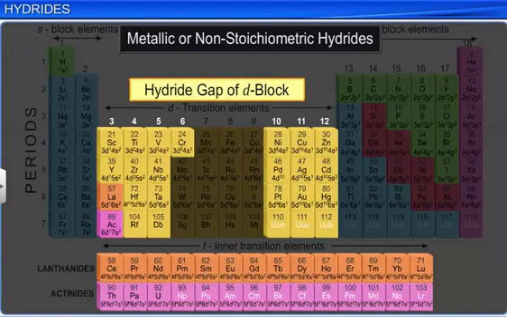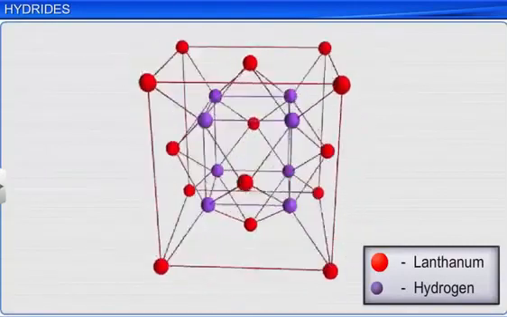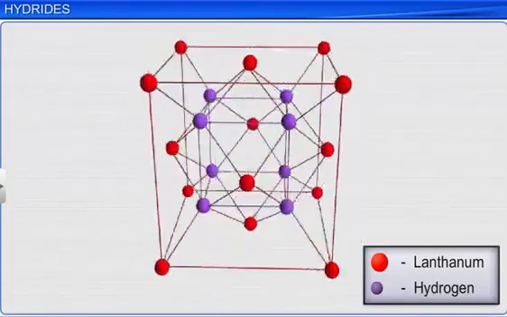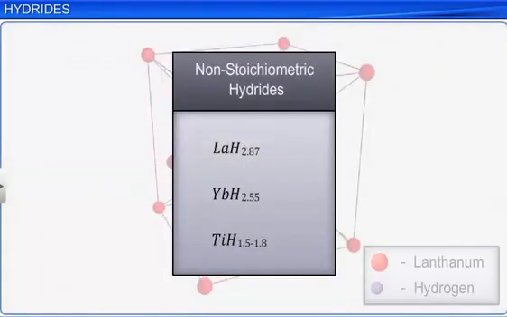Metallic hydrides are deficient in hydrogen and are almost always non-stoichiometric. For example, LaH2.87, YbH2.55, and TiH1.5 to 1.8. The composition of these hydrides does not correspond to simple whole number ratio and also varies with change in temperature and pressure. And hence, these hydrides are also called non-stoichiometric hydrides.